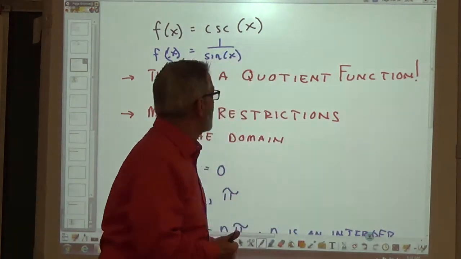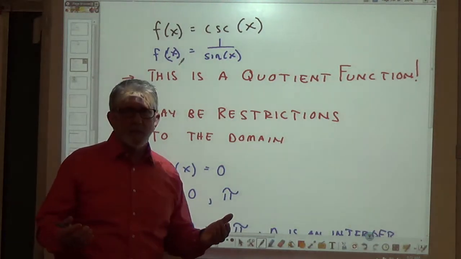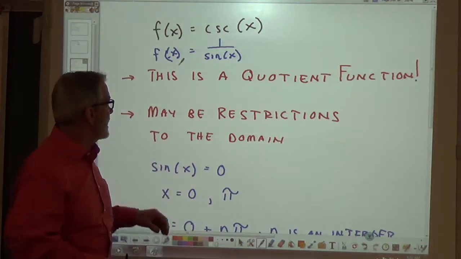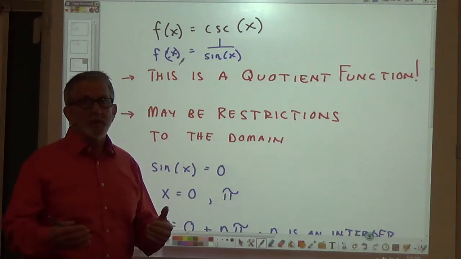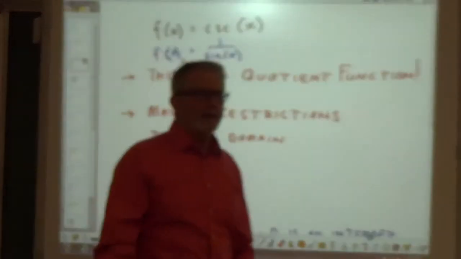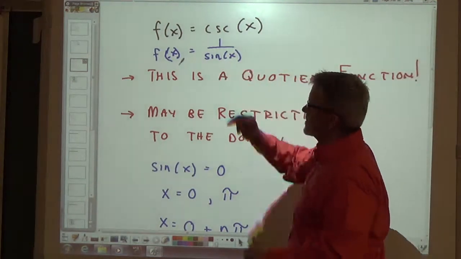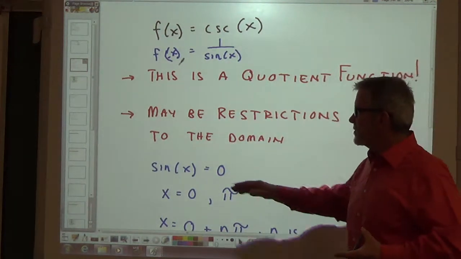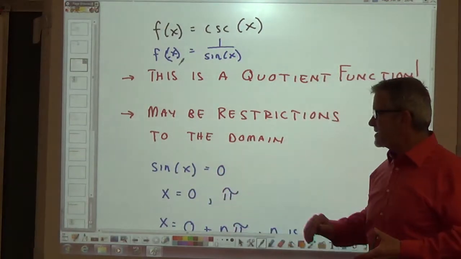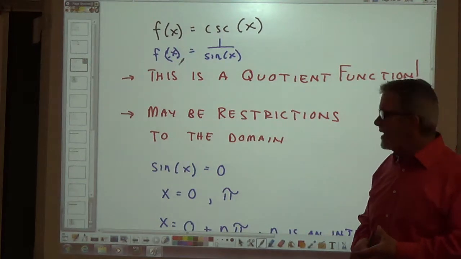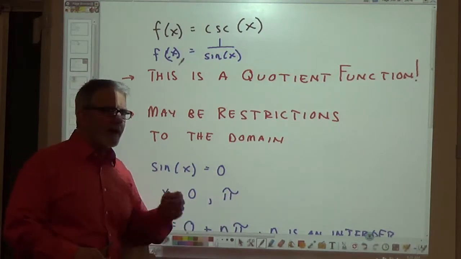The first thing we always discuss when we have any function is the domain. So there may be restrictions to the domain. What would be those restrictions? You can't divide by 0, so the bottom of this quotient function cannot be equal to 0. So we're going to find out where the bottom is 0, i.e. where does sine x equal 0? At 0 and pi.